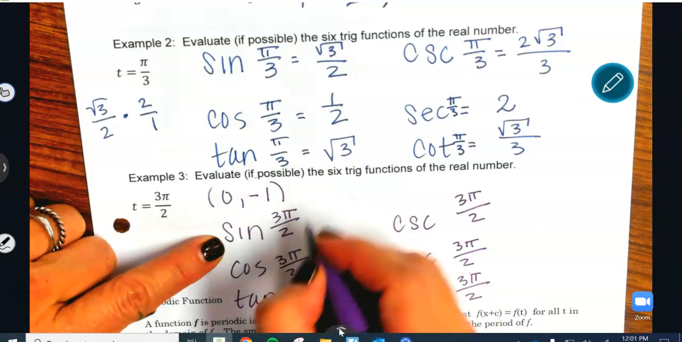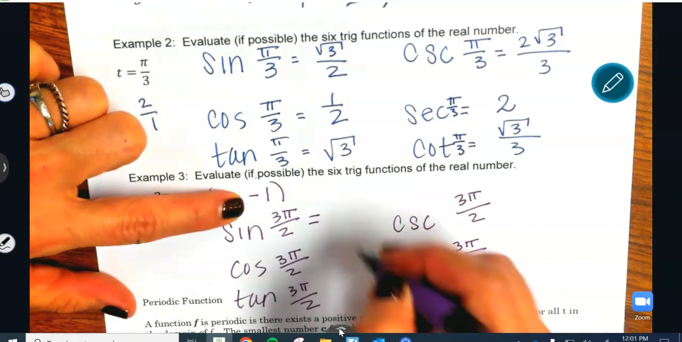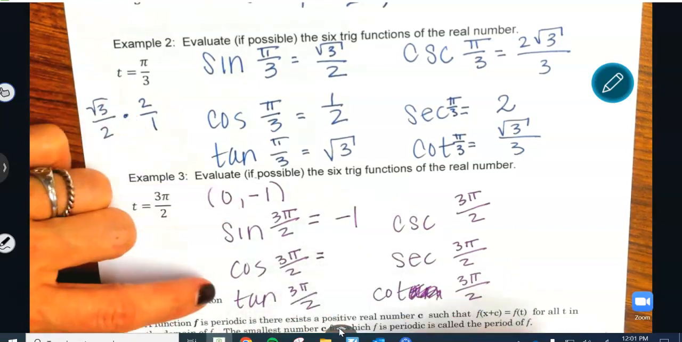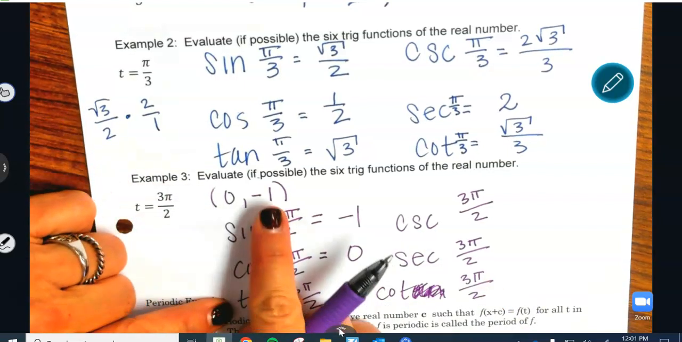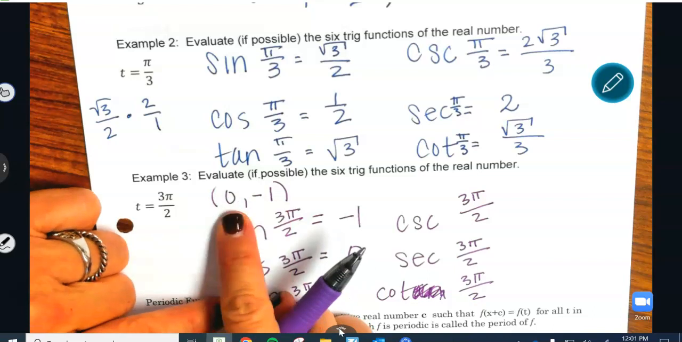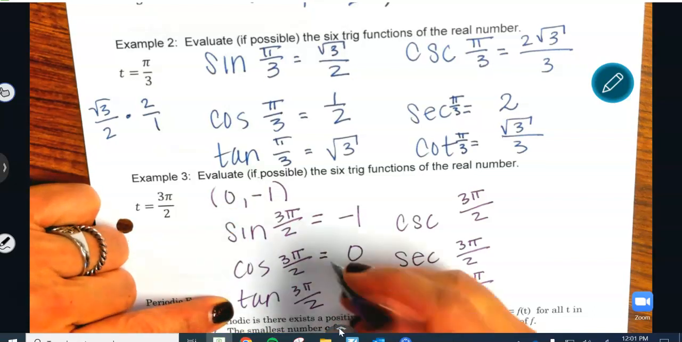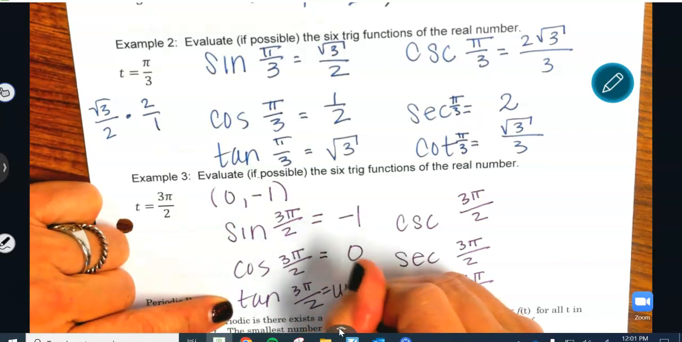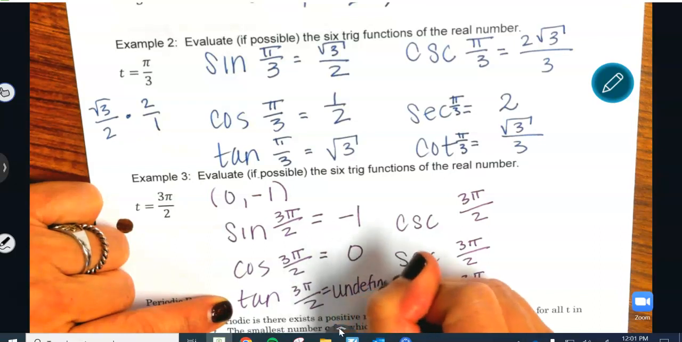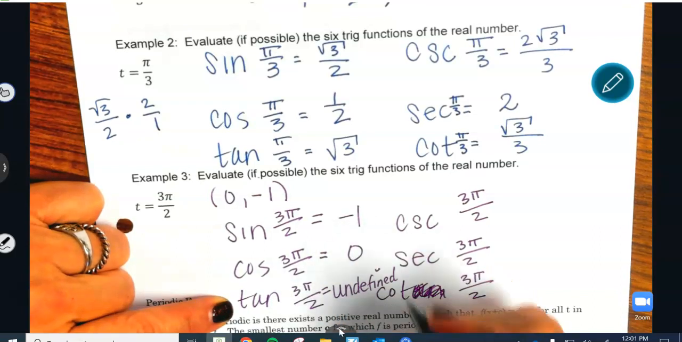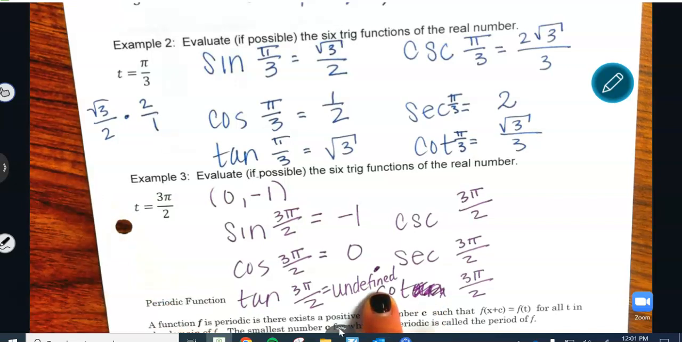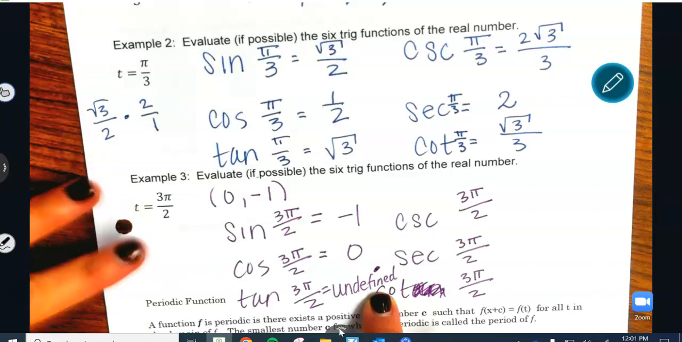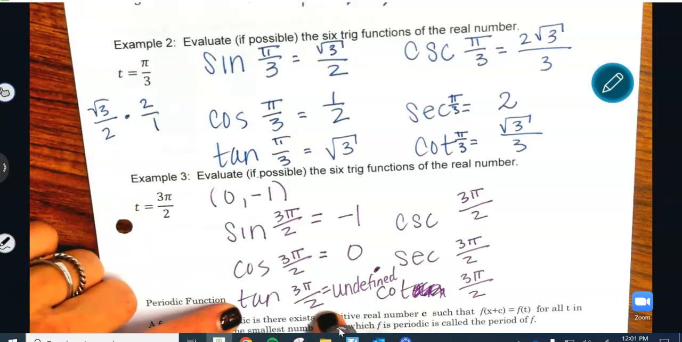Remember, sine, so easy, just going to be the y-coordinate. Cosine, so easy, just going to be the x-coordinate. Now tangent is going to be sine divided by cosine. You're going to have 0 in the denominator, so we have to write the word undefined. I kind of have to scoot that up a little bit because I accidentally wrote tangent twice over here. Make sure you have the word undefined. That's the only answer that's going to be acceptable for tangent of 3 pi over 2.